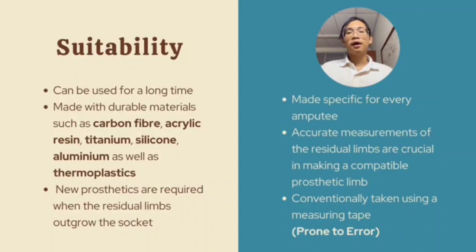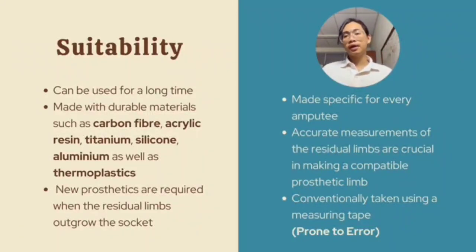Like all the other prostheses, the lower extremity prosthesis can be used for a very long time, as they are made from durable materials such as carbon fibers, acrylic, resin, titanium, silicone, aluminum, as well as thermoplastics. All these materials are used to ensure that the prosthetic leg does not break easily and injure the amputee.